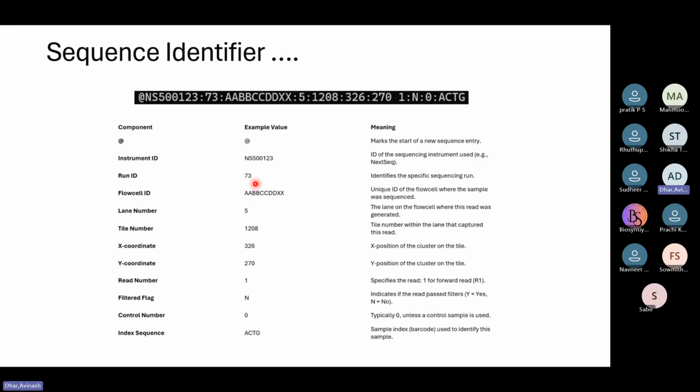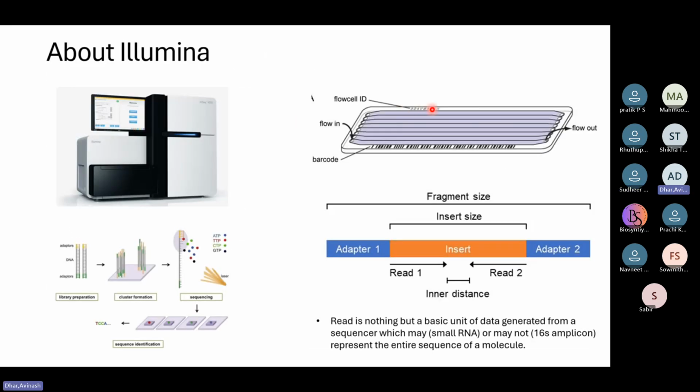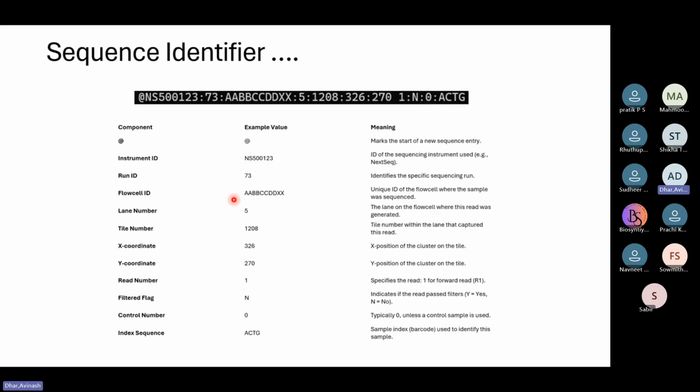Run ID. Now there are multiple runs associated with the sequencer, which means the number of times you are running your entire sequencing experiment inside the machine. So the run ID for this particular experiment was 73. Then remember I had shown you that you have a flow cell ID. The set of characters that you see here represents the unique flow cell ID. Each flow cell has its own unique ID.